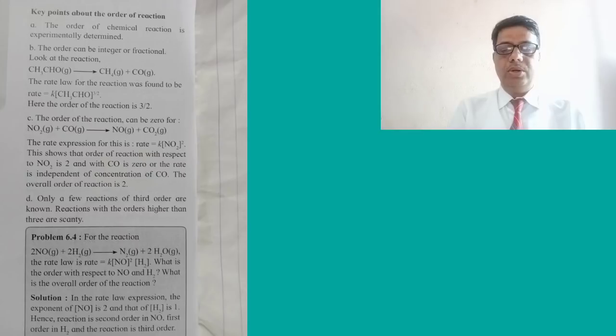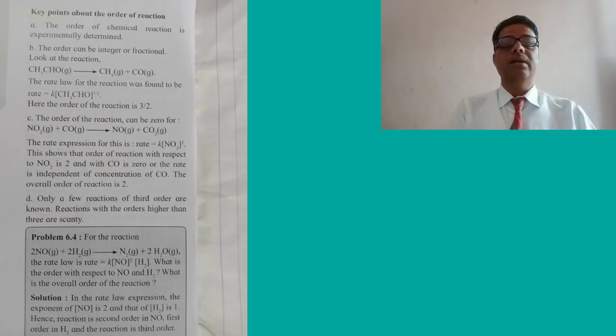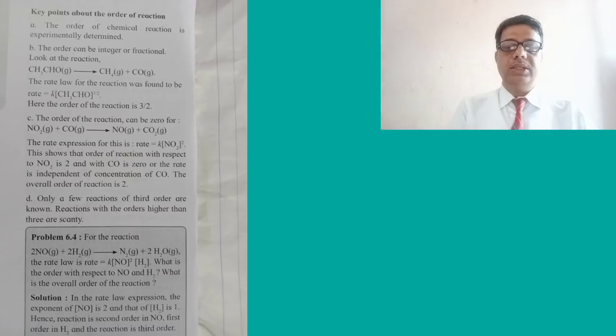Now fourth, only a few reactions of third order are known. Reactions with an order higher than 3 are scanty, that is, they are rarely found. These are some key points for determining the order of the reaction. Now we see some examples based on the order of the reaction.